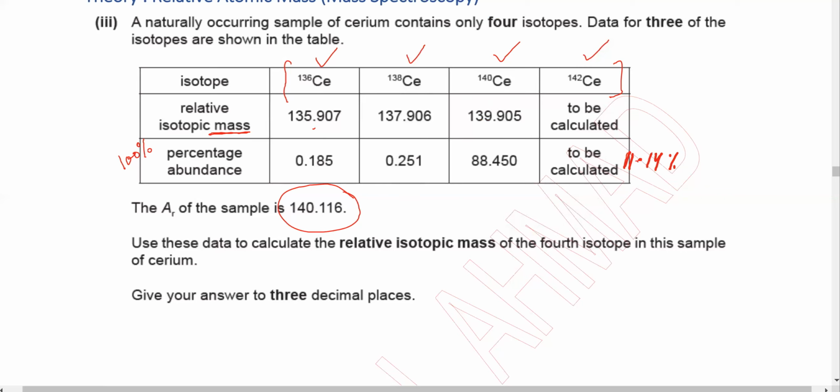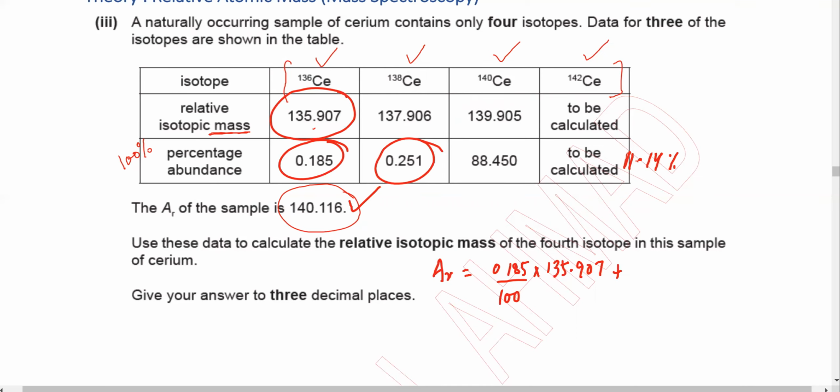Now, based on that, the formula that we did was that the AR is basically the mass of the isotope times the percentage. The AR value is already given. So it's going to be 0.185, and remember to divide by 100 because it's a fractional percentage, times 135.907. The next one, I'm going to sum up all of them, is percentage 0.251 divided by 100 and multiplied by 137.906.